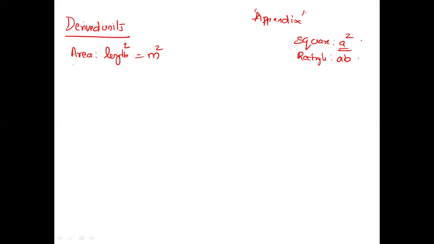Also, you could see something like speed. You know the formula: speed is distance divided by time. Distance is measured in length and time is measured in seconds in the SI unit. So the unit for length is meter and for time it is seconds. So meter per second is another derived unit.